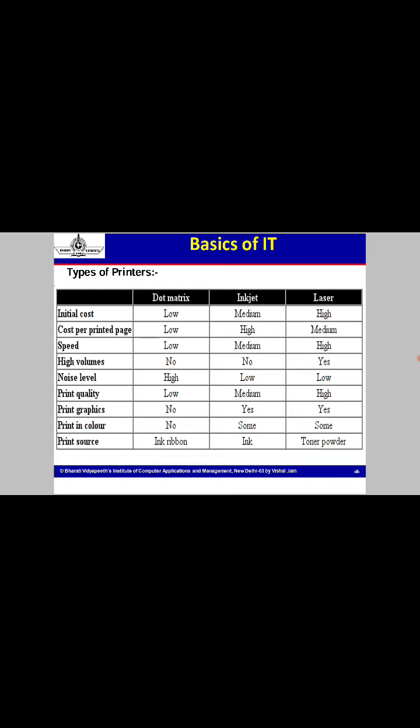Whereas in laser printers, the initial cost is high, the cost per printed page is medium, speed is high, high volumes are supported. Noise level is low, and print quality is also high. Print graphics is high. Some printers support color printing also. And the method of printing is toner powder.